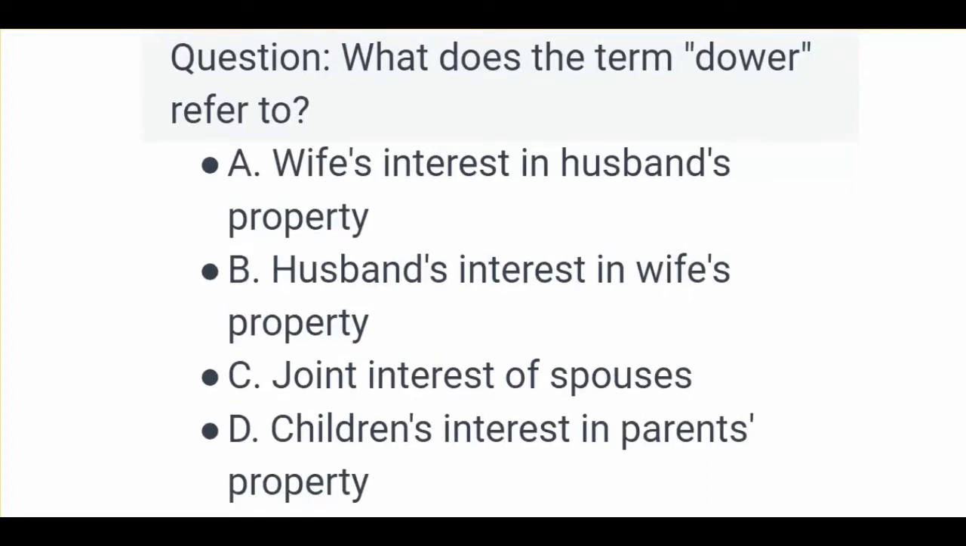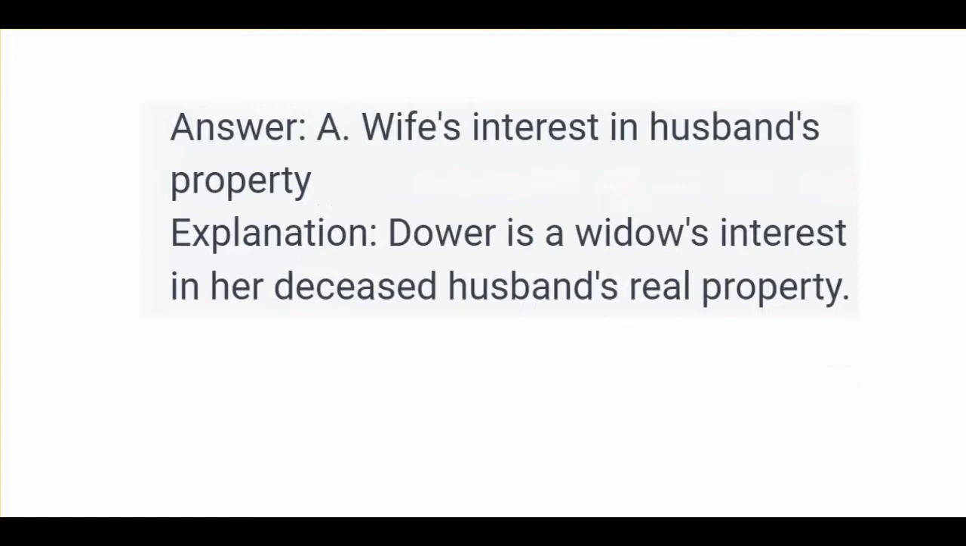What does the term dower refer to? A, wife's interest in husband's property. B, husband's interest in wife's property. C, joint interest of spouses. D, children's interest in parents' property. A, wife's interest in husband's property. Dower is a widow's interest in her deceased husband's real property.